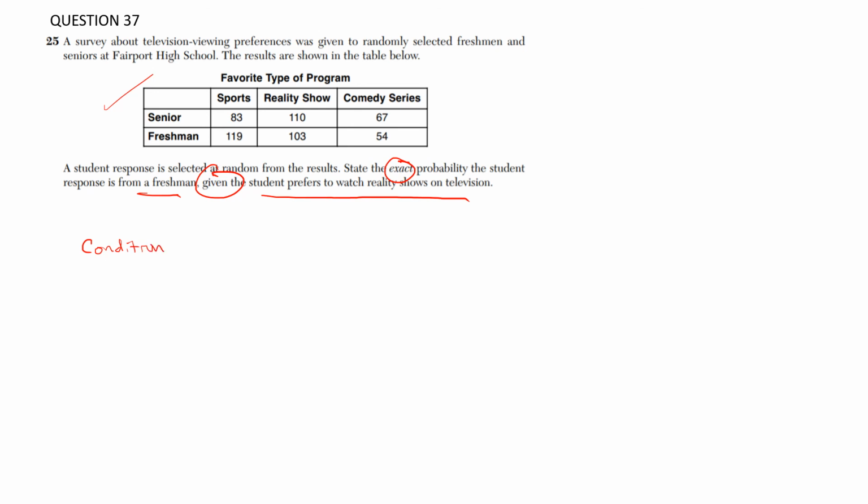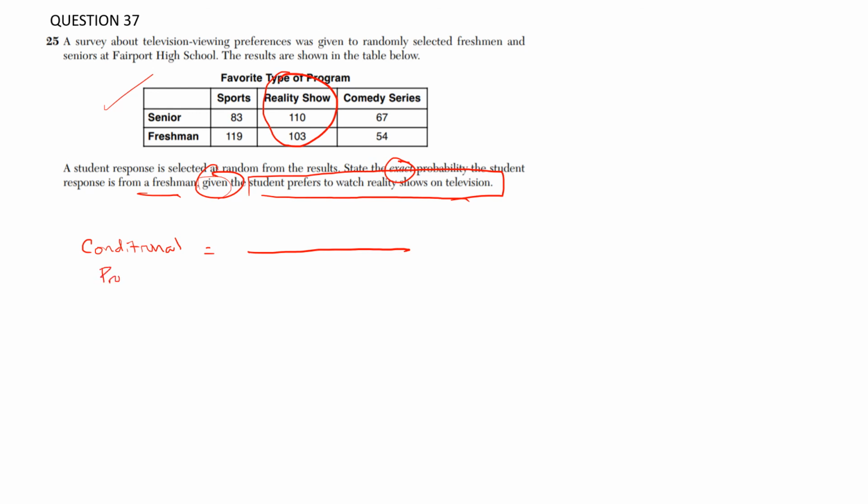We kind of defined that before in one of the first questions we talked about for stats and prob. So conditional is what is a probability of this given something, right? Given we already know some information. And here we are already given the information that this student that we're choosing prefers to watch reality shows. So we're only looking at this column, right? So this is kind of how we're going to set it up.